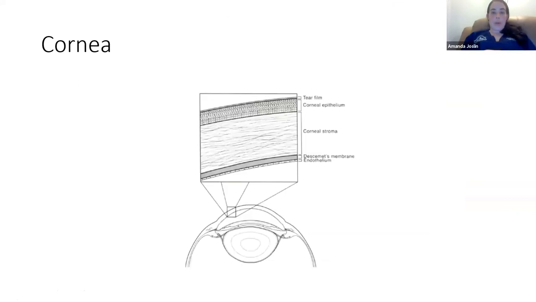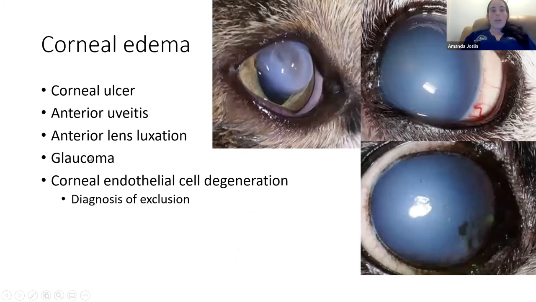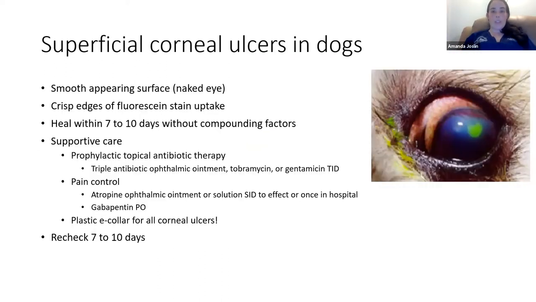All right, I'm going to talk about the cornea. Just a quick picture to go over what we're talking about. We have the epithelium, which is the outer layer, the stroma, and then Descemet's membrane and the endothelial layer. Corneal edema, the main causes are going to be corneal ulceration, anterior uveitis, anterior lens luxation, glaucoma, or corneal endothelial cell degeneration, which we're more commonly seeing in our older dogs. Chihuahuas, Boston Terriers, and Dachshunds are the more common ones. Corneal endothelial cell degeneration is more the diagnosis of exclusion. But I have more pictures for them all coming up.